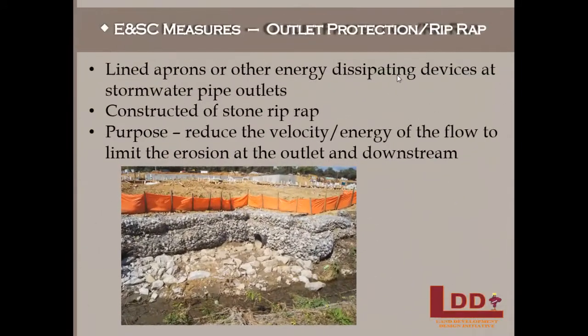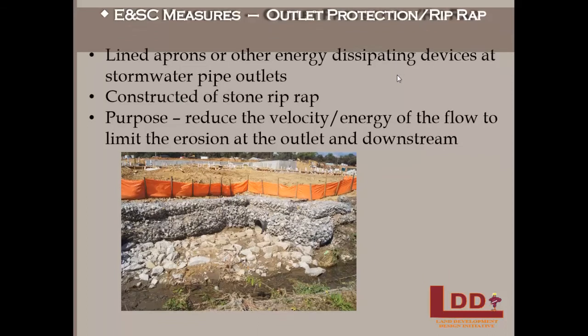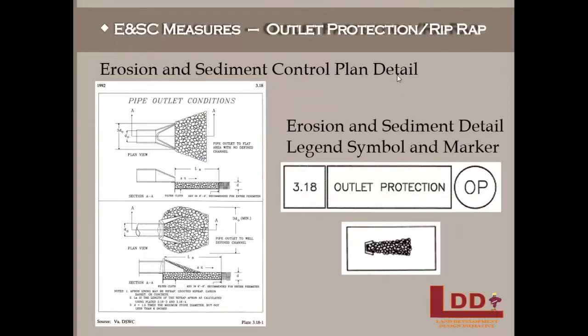Lastly, we have outlet protection or riprap. These are lined aprons or other energy dissipating devices that are put at stormwater pipe outlets. As you can see, they are constructed of stone. The purpose here is to reduce the velocity and energy of the flow in order to limit the erosion at the outlet and issues downstream. Once again, here's the plan detail, legend symbol, and markers for outlet protection.